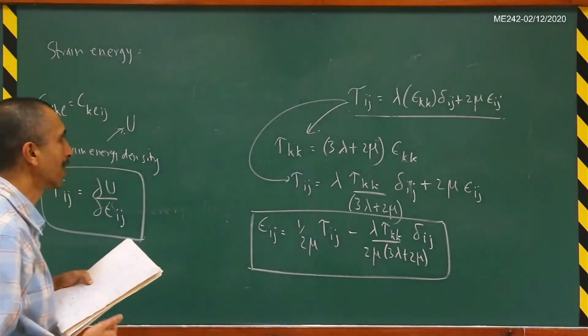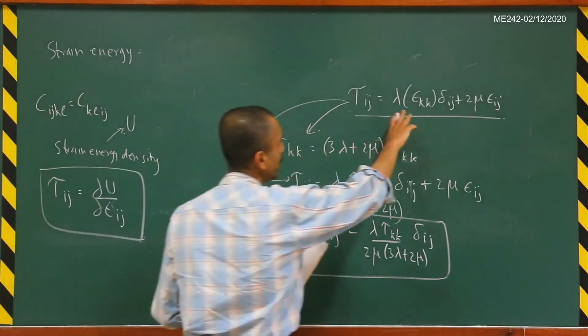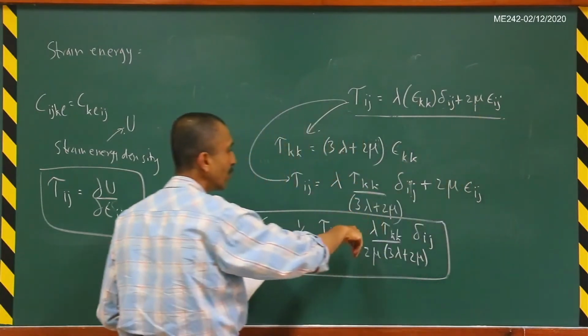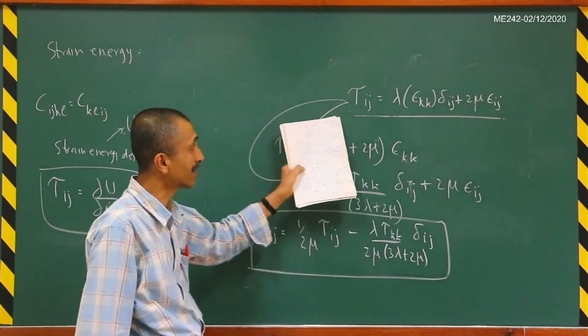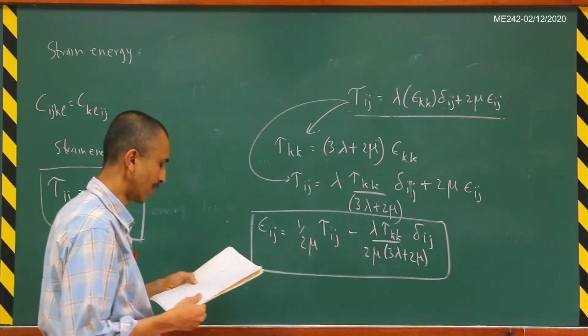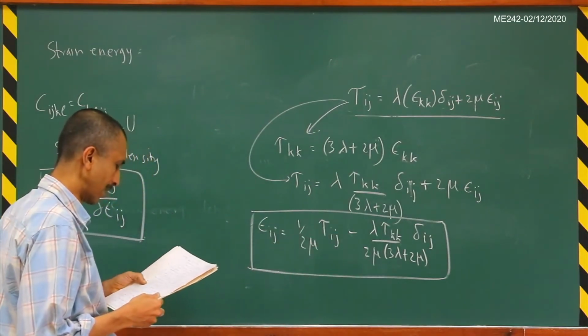Okay, so this is now the inverse relation. If I write tau in terms of the Lame parameters and in terms of epsilon, that is the stress-strain relation. This is the strain-stress relation now, the inverse of that particular relation.